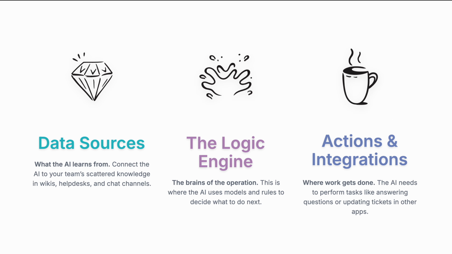First, you need data sources. This is the knowledge the AI learns from, like your wikis and past tickets. Second is the logic engine, the brains of the operation that makes decisions. And finally, you need actions and integrations, so the AI can actually get work done in your other apps.